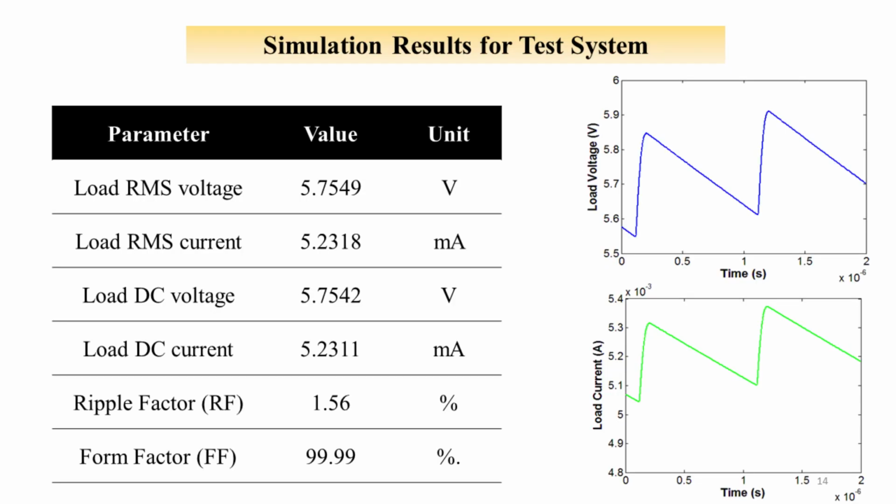The simulation results successfully meet our design target. We achieved a DC voltage of 5.75 V and a current of 5.23 mA, exceeding the 5.5 V requirement. The quality of the output is excellent, with a very low ripple factor of 1.56% and a form factor of 99.99%, indicating a stable, clean DC supply. The graphs on the right, from figures 4 and 5 of the paper, show the steady voltage and current waveforms delivered to the remote load.